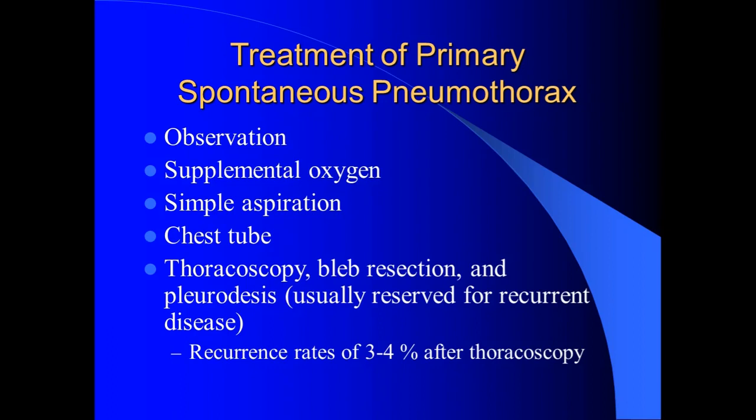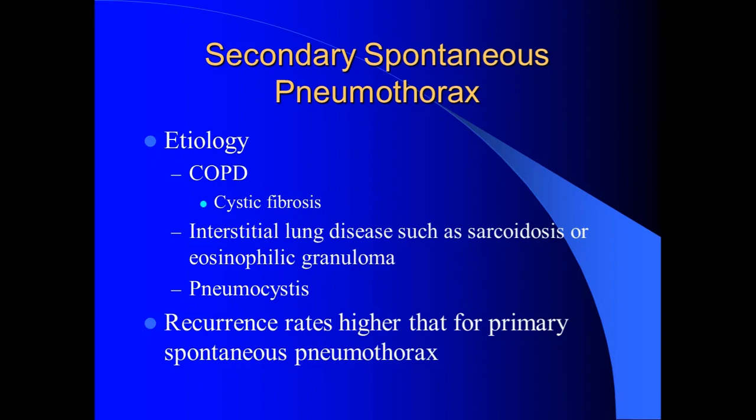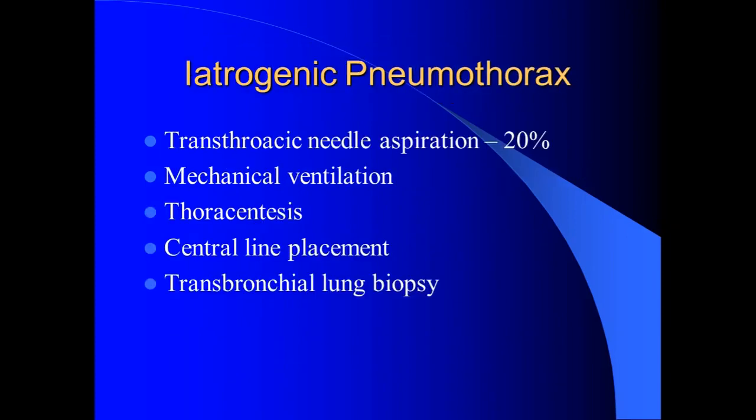Treatment of a primary spontaneous pneumothorax: if it is less than 2 centimeters from the pleural space, and the patient is asymptomatic with no shortness of breath and no desaturation, you can observe and give supplemental oxygen. Sometimes you need simple aspiration. If it is larger than 2 centimeters or the patient is symptomatic, you have to insert a chest tube. Secondary pneumothorax can present in a patient with structural lung disease, like COPD, cystic fibrosis, or interstitial lung disease.